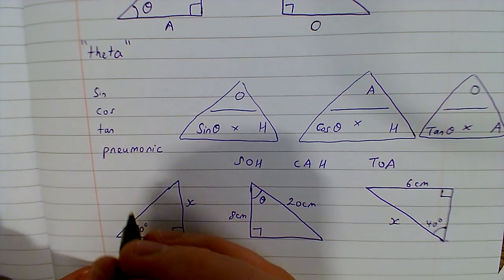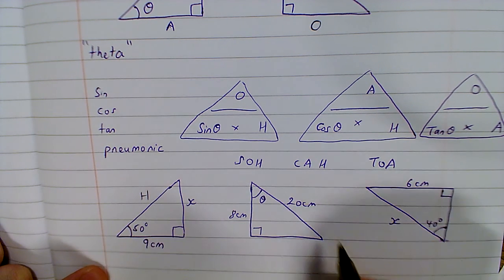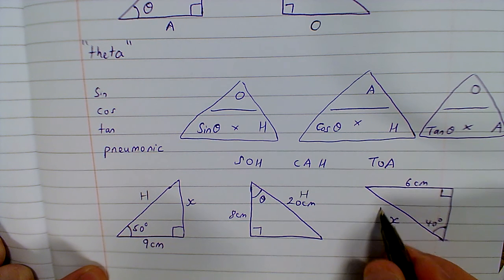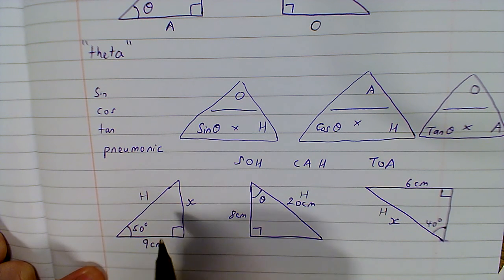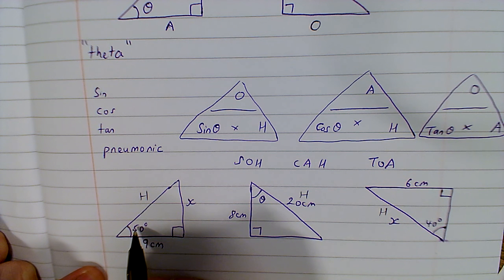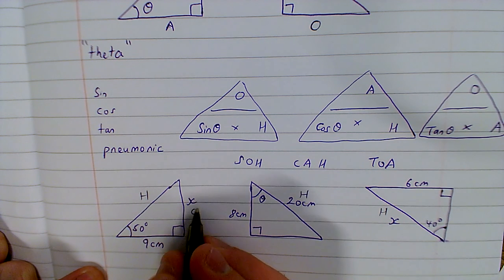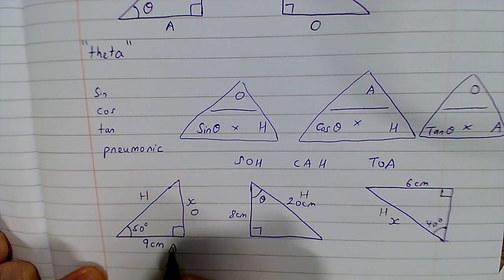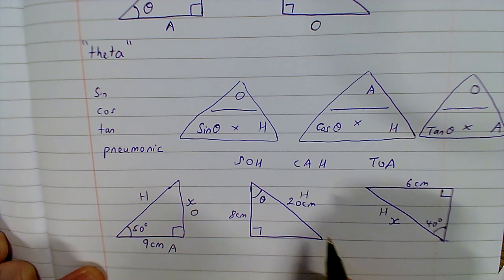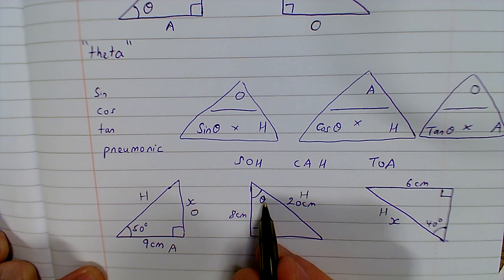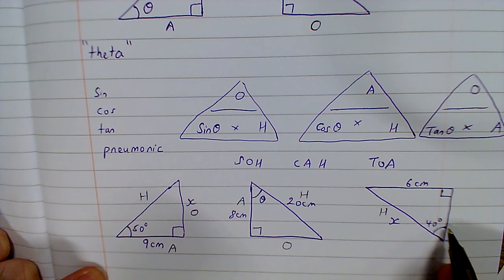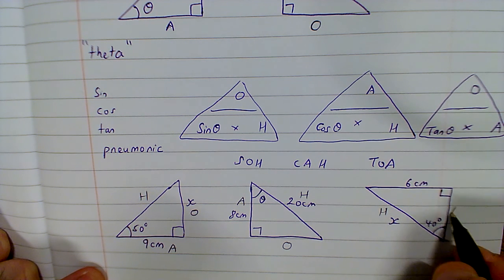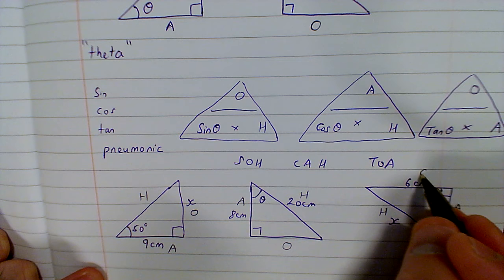So we're going to start with labelling all the sides. H, let's put all the H's in, because that's nice and easy. That's the longest side, remember. In relation to the angle that's marked, so in this case 50 degrees, the side X will be the opposite side, and the 9 would be the adjacent. Next one, in relation to the angle marked theta, this side is the opposite and this side is the adjacent. And on the last one, in relation to the angle marked 40, this side is the adjacent and this side is the opposite.